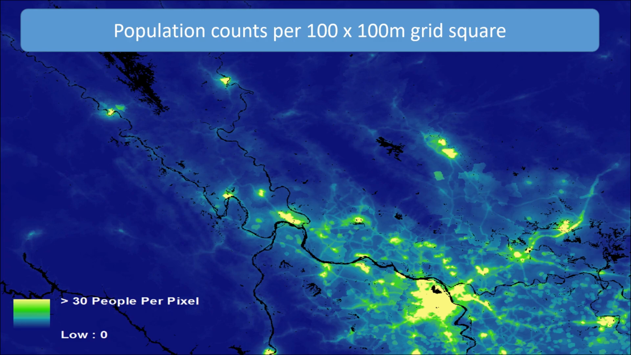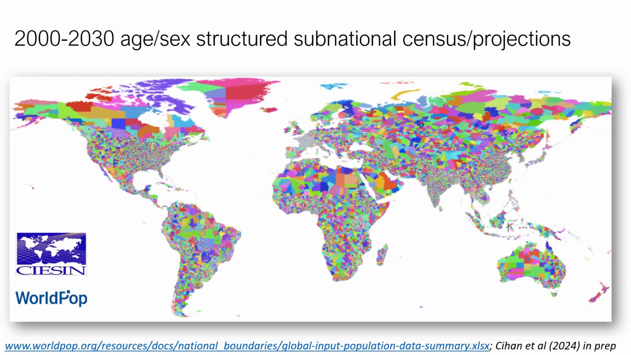And the nice feature of this random forest model is that it can be quite easily-ish scaled up to a global scale. So these are the age, sex structured subnational census units where we've worked with others, where we're just about to do a full update of population counts assembled across the world from multiple censuses mapped to their boundaries at a smaller boundary level as available.